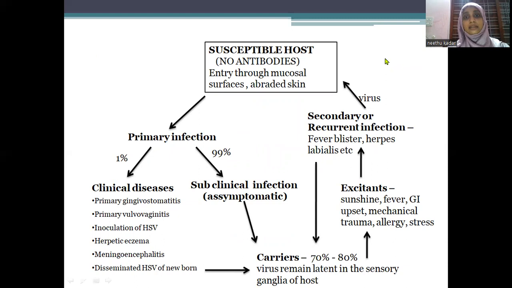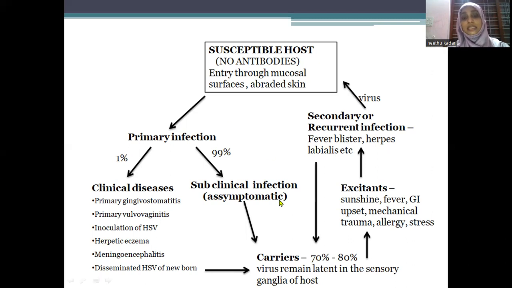As you can see here, in the susceptible host who doesn't have antibodies, the virus enters through mucosal surfaces or abraded skin, which causes primary infection. 1% can be clinical diseases, for example primary gingivostomatitis, primary vulvovaginitis, inoculation of HSV such as herpetic whitlow, herpetic eczema, meningoencephalitis, and dissemination of HSV.